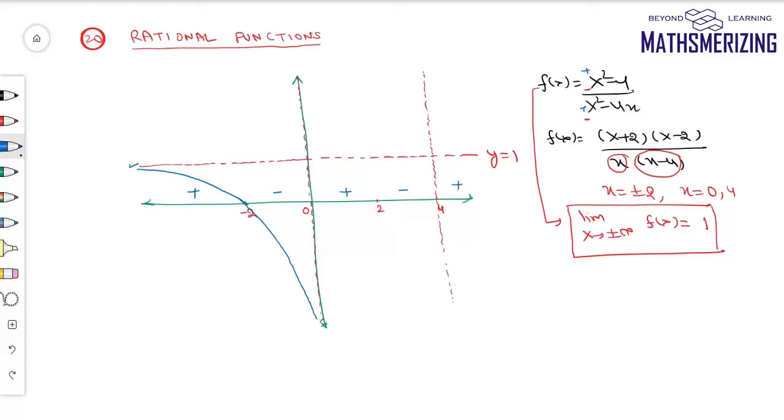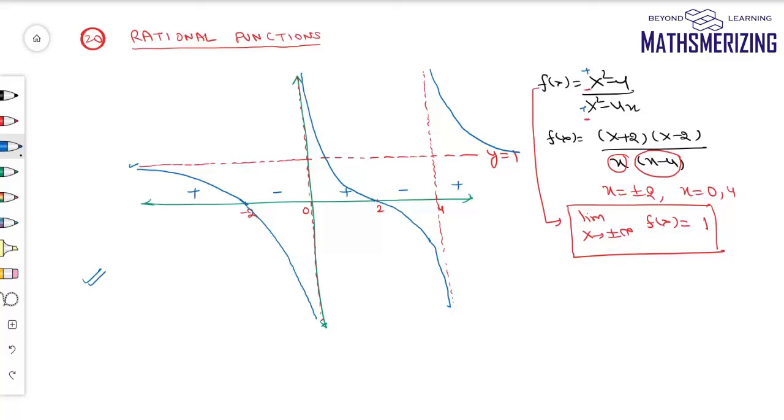Now, between 0 and 2 it has an asymptote at 0. It will be positive between 0 and 2, and then after 2 it will be negative, and then it will again have an asymptote at 4. Now, between 4 and infinity it has an asymptote at 4, and then it will have a horizontal asymptote at infinity, y equals plus 1.